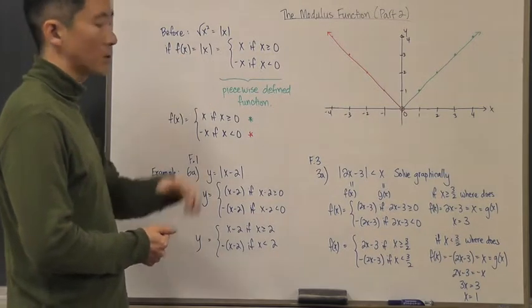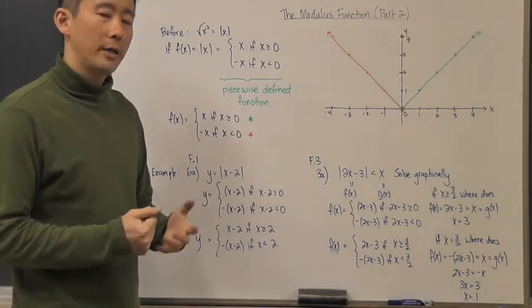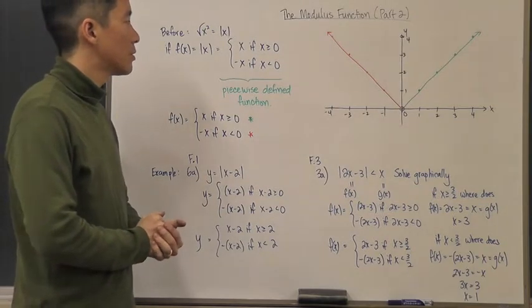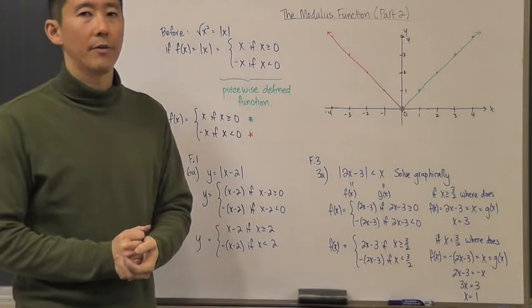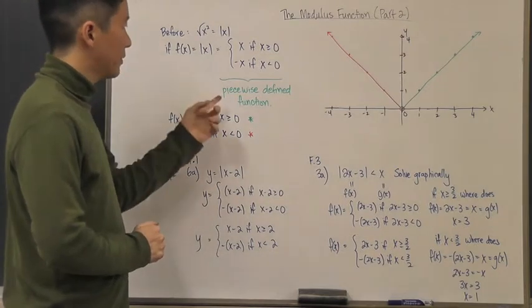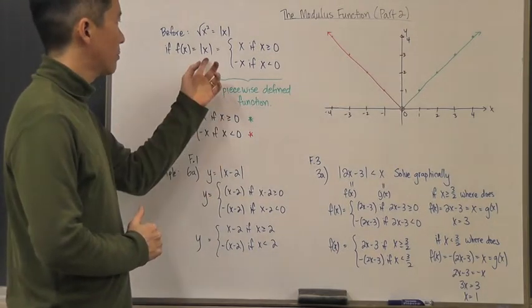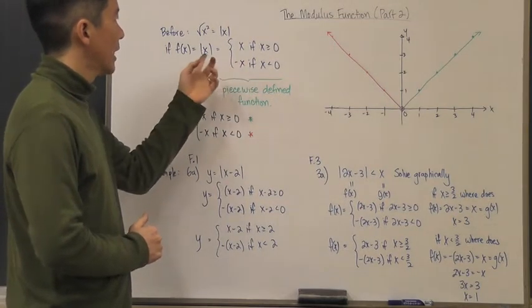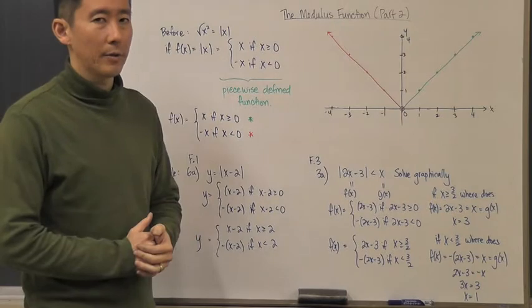in other words f of x is equal to the absolute value of x, how do you actually go about graphing that? Now what we're going to have to do is introduce something called the piecewise defined function. The reason for the piecewise defined function is because we want to write this as a function that doesn't involve the absolute value.